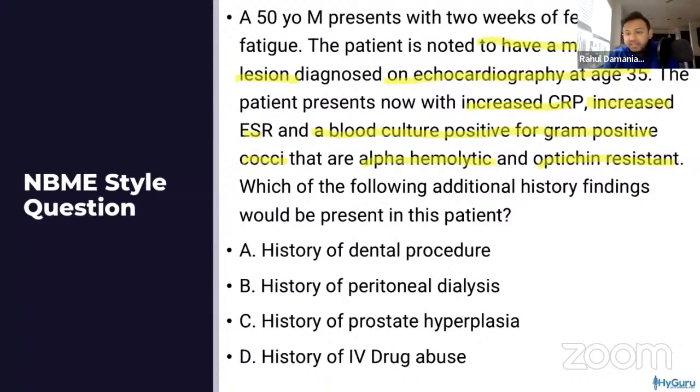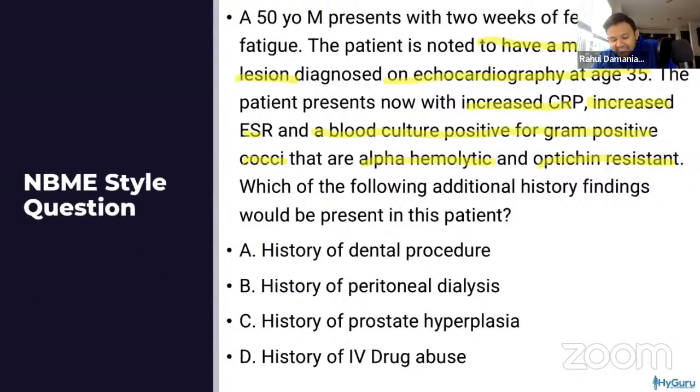Which of the following additional history findings would be present in this patient? A, history of dental procedure; B, history of peritoneal dialysis; C, history of BPH; or D, history of IV drug abuse. What do you all think is the answer here? All right, we have a lot of people saying A or D. Let's go through this question.